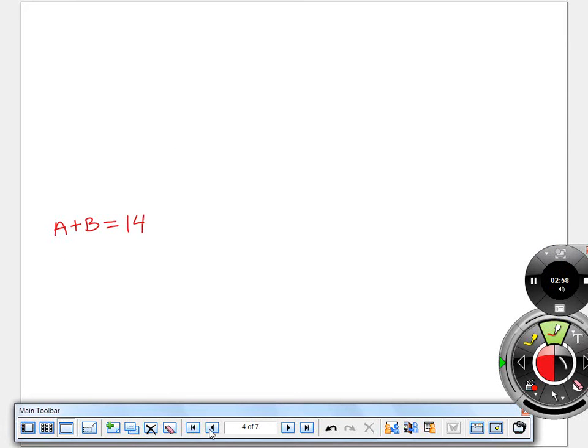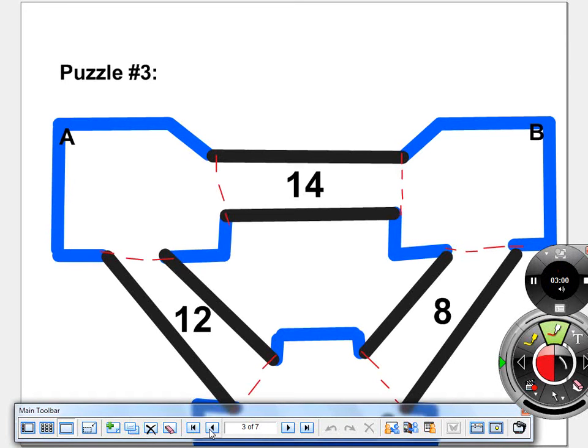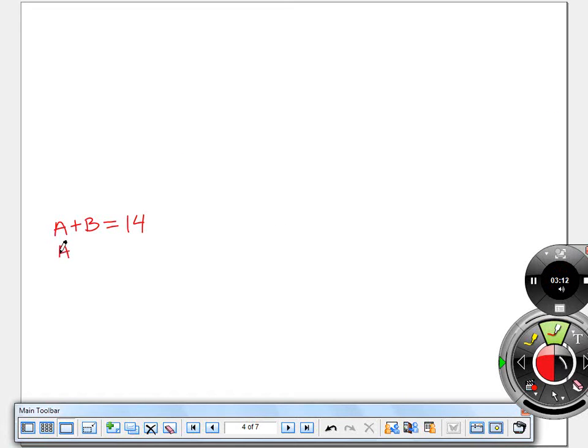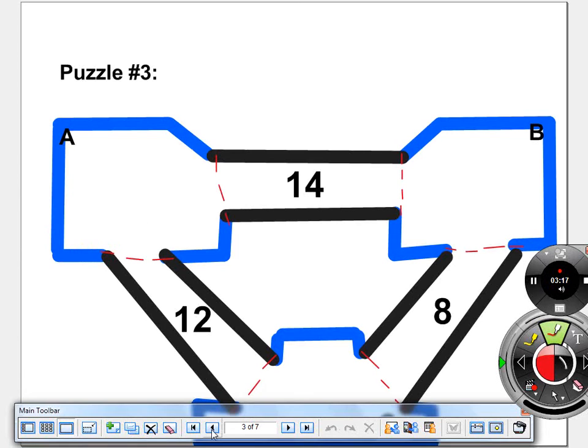Okay? What else can you tell me about this puzzle? Yep. Good. 12 is equal to A plus C, right? I'm going to go ahead and write that down too. I like to keep my variables in order. Okay. I like to be super organized, all right? What else can we determine here? Yes? B plus C equals 8. Okay, so B plus C equals 8.